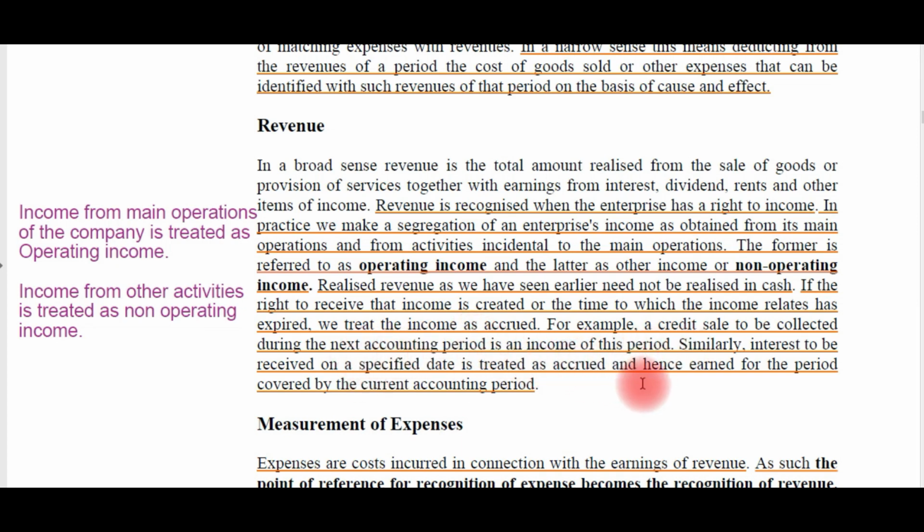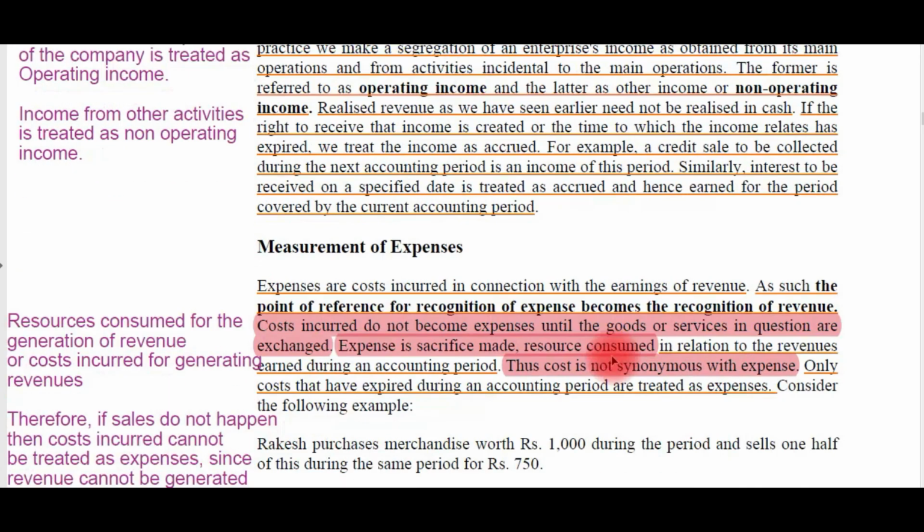For example, a credit sale to be collected during the next accounting period is an income of this period. Credit sale means sale has happened but amount has not been paid by the customer. That is a credit sale. Okay. The right to receive the amount is occurred already. Therefore, it is to be treated as a revenue in this accounting period. Similarly, interest to be received on a specified date is treated as accrued and hence earned for the period covered by the current accounting period.